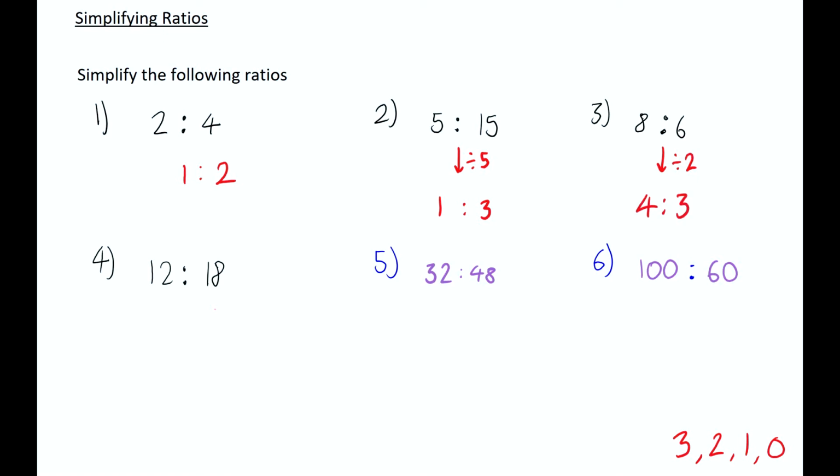Question 4 is slightly harder. We can start the same way. They're both even, so we can both halve them. That will then give us a ratio of 6 to 9. However, when you are asked to simplify ratios, you want to make the numbers as small as they can possibly go. So this you can simplify further because, as before, both these numbers divide by 3. So your fully simplified ratio will be 2 to 3. Again, in any test or exam, to get full marks, you must fully simplify your ratio to get these numbers as small as they possibly can be.